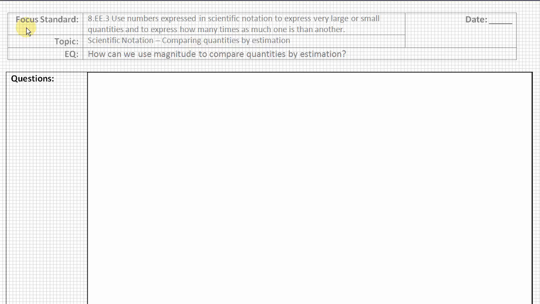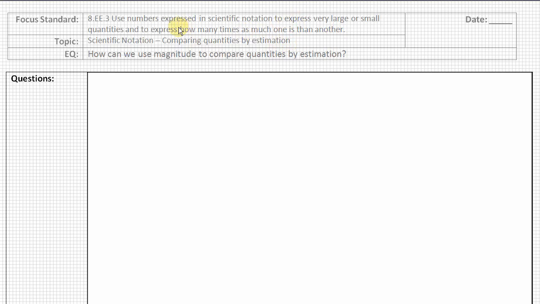Today's lesson, we are still looking at the focus standard from grade 8, expressions and equations, number 3. Use numbers expressed in scientific notation to express very large or small quantities, and to express how many times as much one is than another. So our topic today is scientific notation, comparing quantities by estimation.